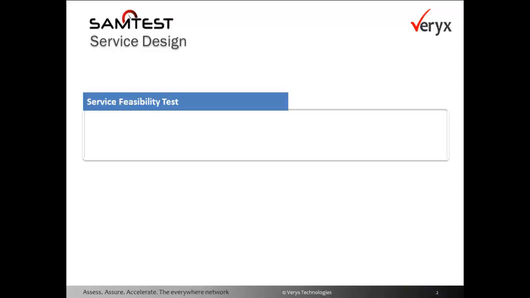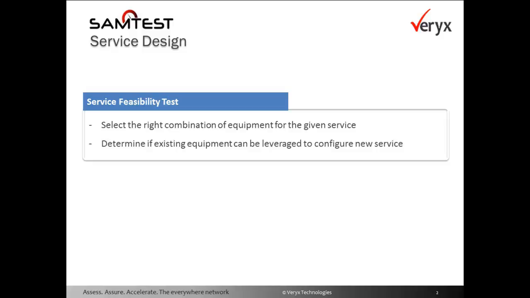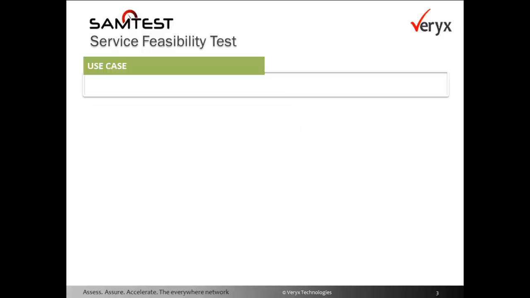Service feasibility tests are conducted to select the right combination of network equipment for the given service type and determine if existing equipment can be used to configure new service with enhancements. For example, a service provider is currently delivering a single cost based on UNI or EVC using a carrier grade equipment and wants to use the same equipment to support multi-cost bandwidth profile based on PCP.